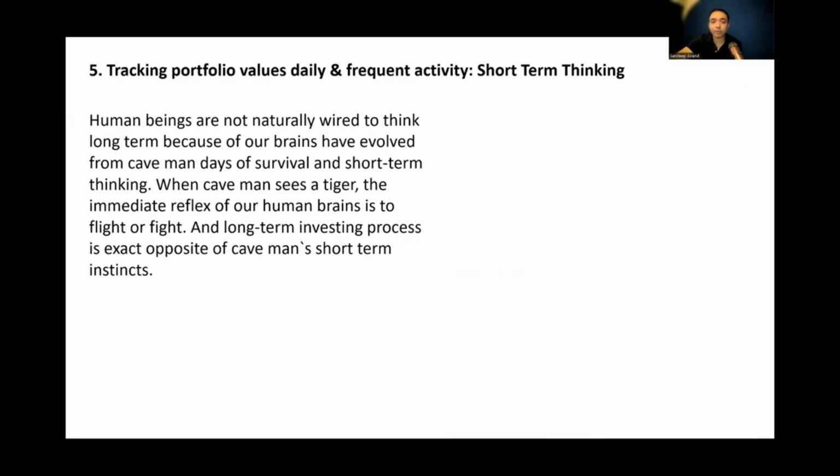Number 5, tracking portfolio values daily and frequent activity, short-term thinking. Now, if you take away all the 15 mistakes I put in, the most common mistake is this: tracking the portfolio of stocks daily. I know people who had not invested at all in their lifetime and were not bothered about their financial status or net worth, because they might have money in gold or real estate, and they cannot get the value or valuation of the gold or real estate every day, right?